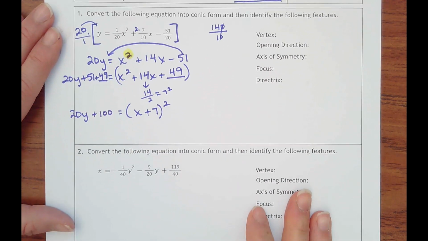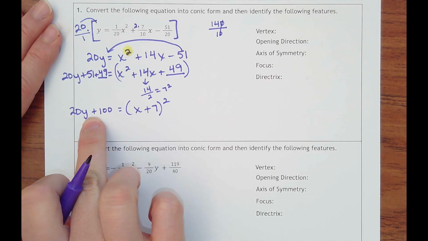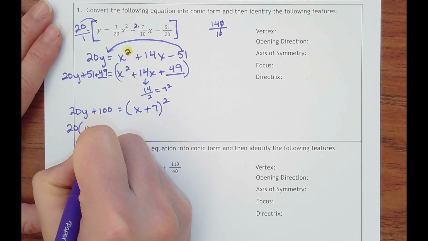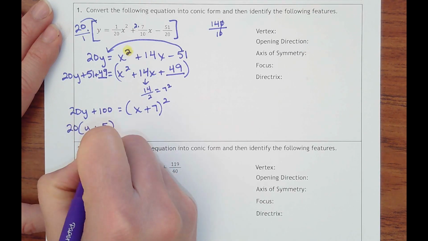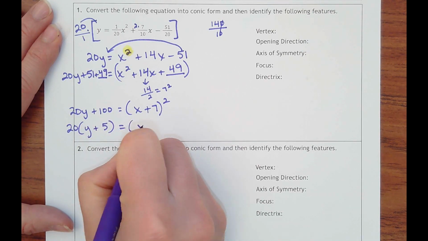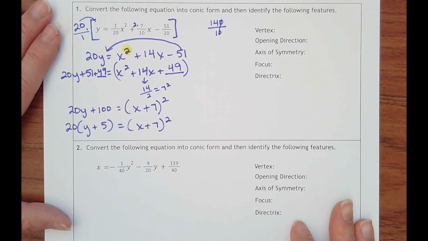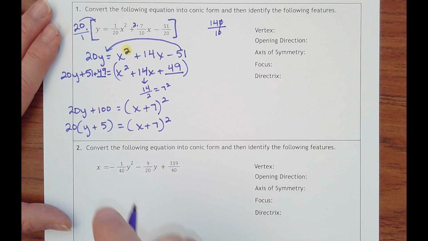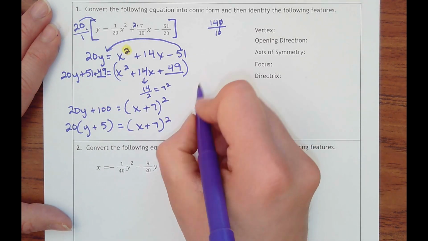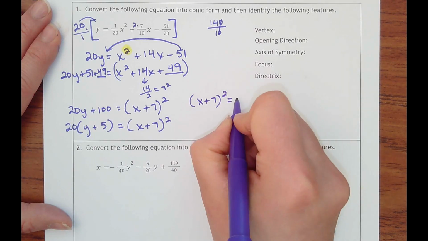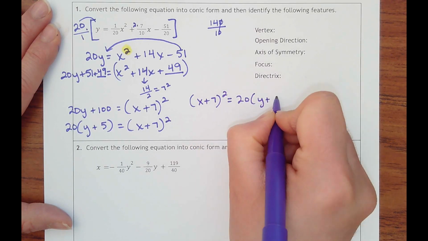And then what should happen over here is that I have something I can factor out, which is a 20. So that would leave me with a y plus 5, right? 20 times 5 makes 100. So now this should look like conic form. The only difference is usually this was first, but if it helps you, you can do that. You can have x plus 7 quantity squared equals 20 times y plus 5.